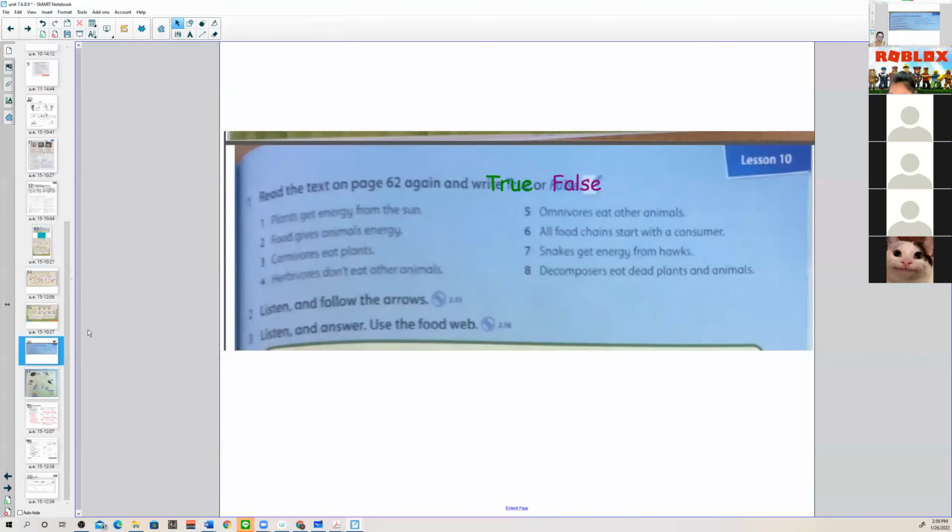Right, on the next page, this one on page 63, read the text on page 62 again, and then write true or false. Okay. Do this one, please.